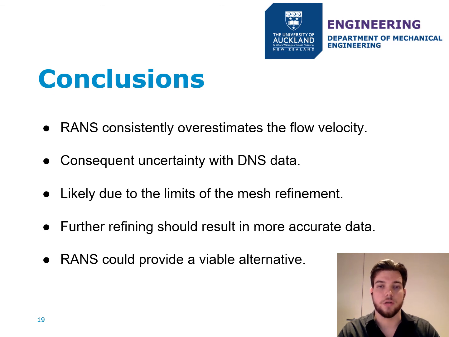Our research has concluded that RANS consistently overestimates the flow velocity, resulting in an uncertainty when compared to the DNS data. This is likely due to a lack of refinement in the mesh, as seen by the mesh spacing study. Refining the mesh more should result in more accurate data, whilst remaining far less expensive than other relevant methods. This proves that RANS could provide a viable alternative to DNS and wind tunnels.